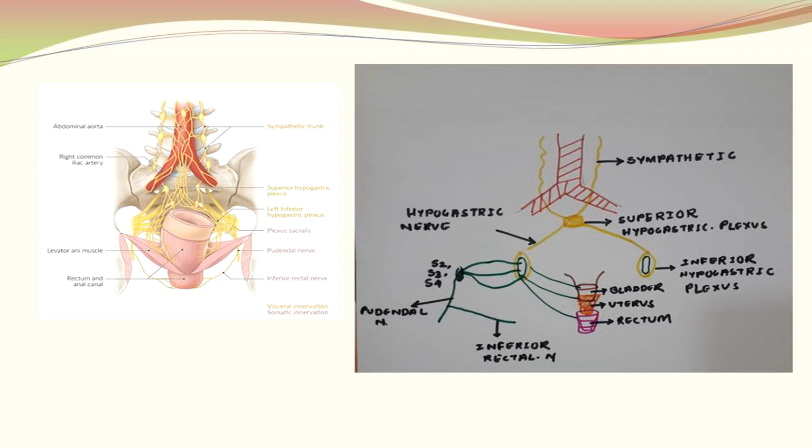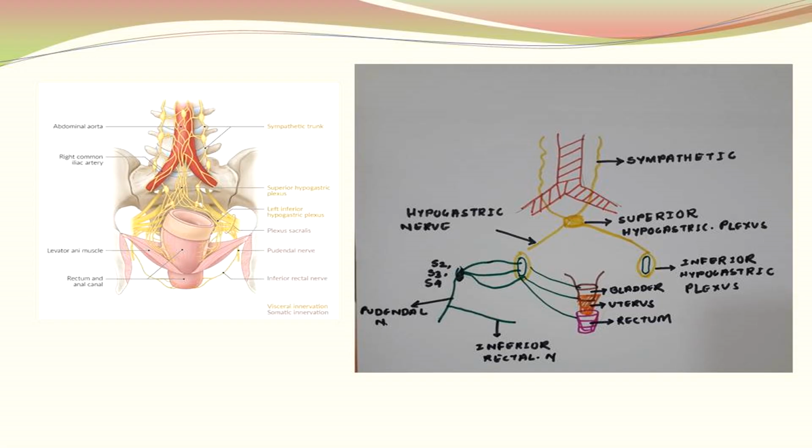Just below the bifurcation of the aorta, the right and the left sympathetic join, and what is called here is the superior hypogastric plexus. Till here it is still sympathetic. From the superior hypogastric plexus we get the right and the left branch, nothing but the right hypogastric nerve and the left hypogastric nerve. Till here it is still sympathetic, so damage here is going to damage the sympathetic nervous system.